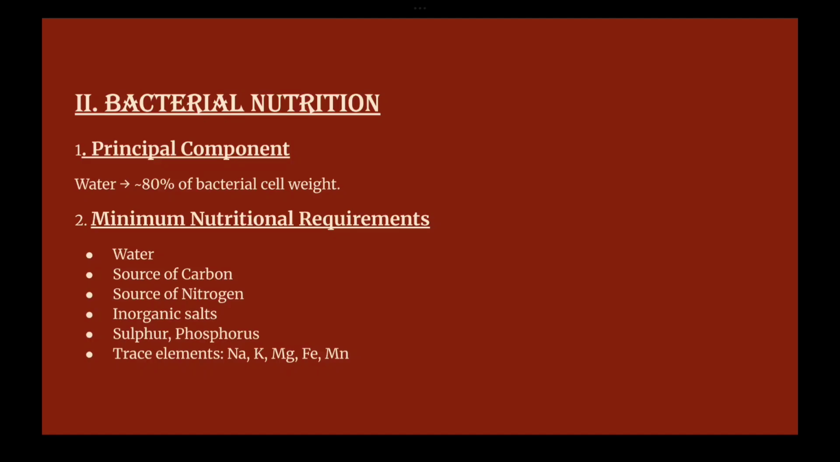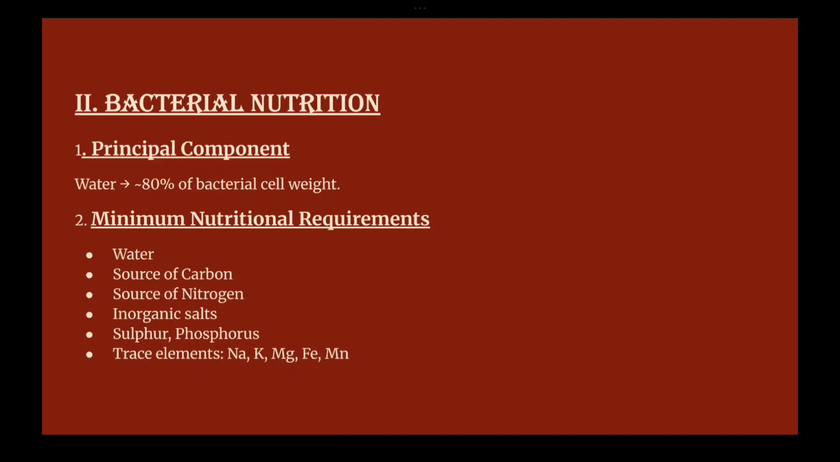The first point under bacterial nutrition is the principal component. The cell contains approximately 80% water. So the cell weight of a bacterium is 80% water, and the rest 20% is the nutrients, the bacterial nucleus, and the cell organelles present inside it.